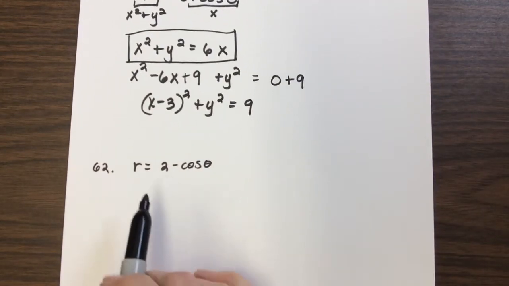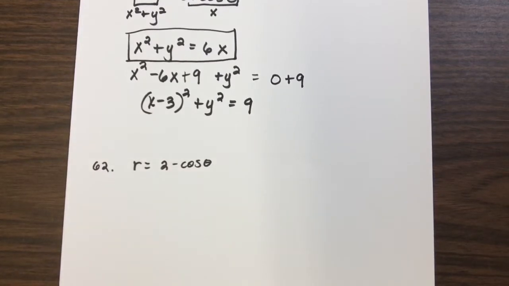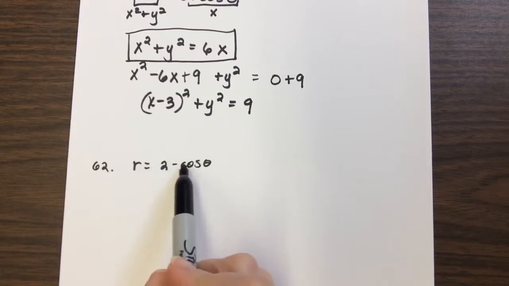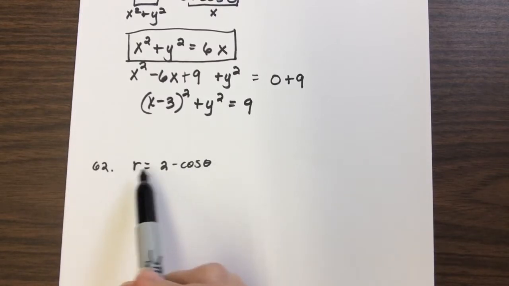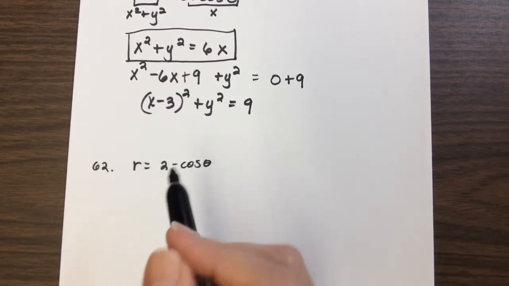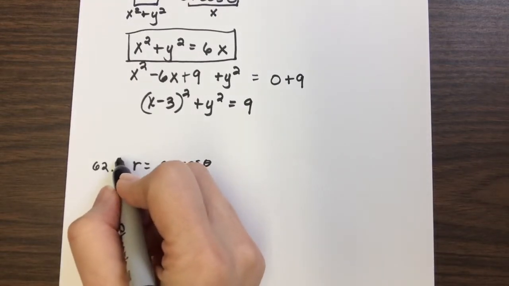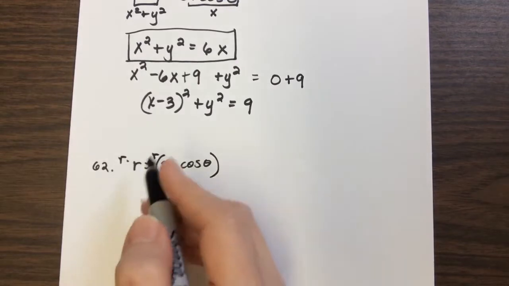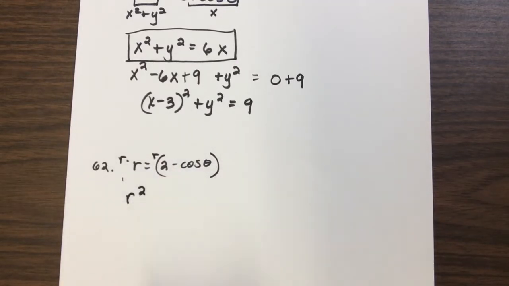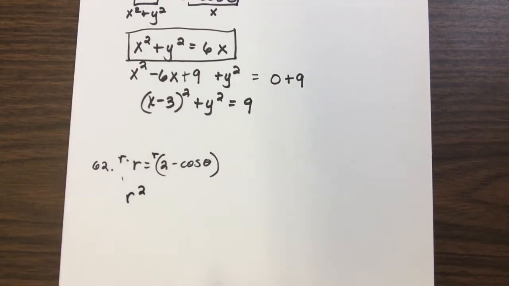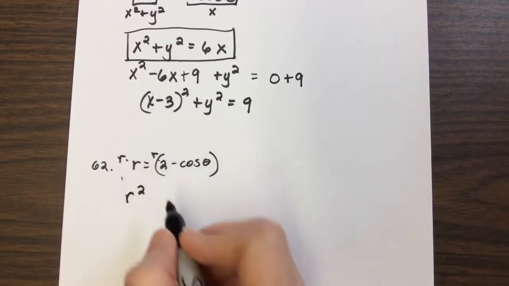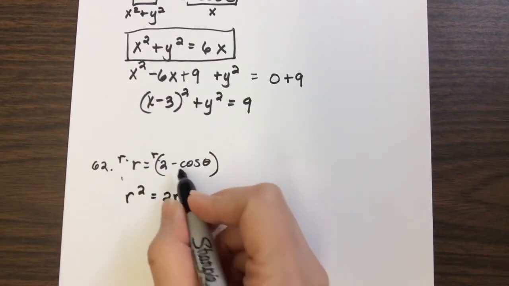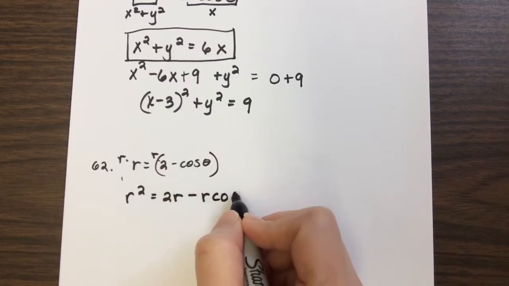Alright, 62 is r equals 2 minus the cosine of theta. And once again, I don't want to square both sides because that's going to make it all a mess. But if I multiply everything by r again, like I did in the equation above, I get r squared, which is a good thing because I know how to write that in terms of x and y. When I distribute that r, I get 2r minus r times the cosine of theta.